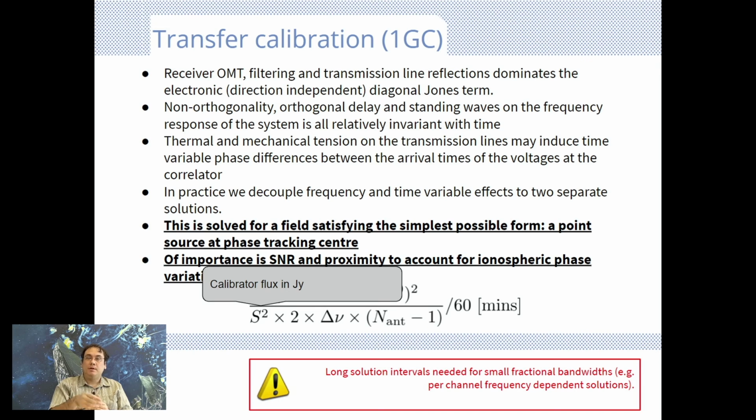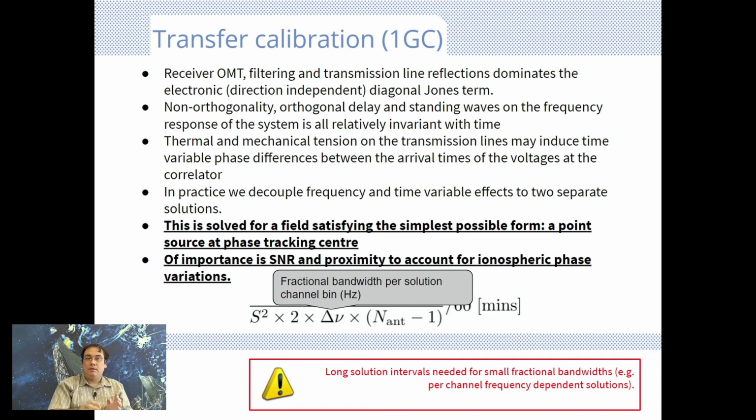Now, in this equation, S describes the flux density of a field. Typically, we choose a very simple field to calibrate on in the first order. So to perform what we call bandpass and gain calibration, we choose the simplest possible field, which is just a point source at the phase tracking center. So that S term there describes the total flux in the field. We have a finite bandwidth that we bin this solution into. So this delta nu term is just that bin. If we're solving per channel, it will just be the channel resolution of the instrument.